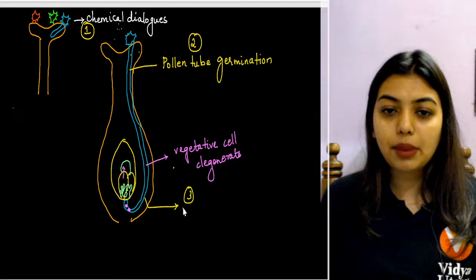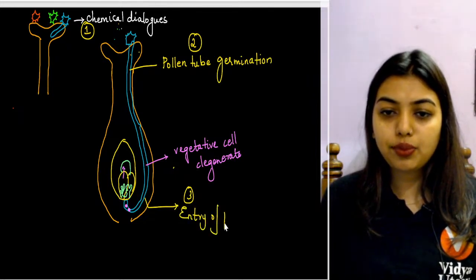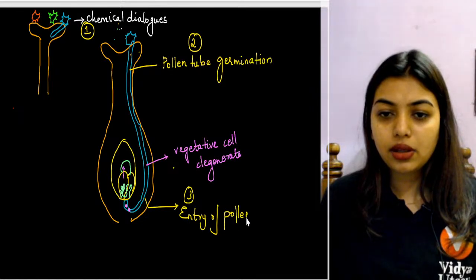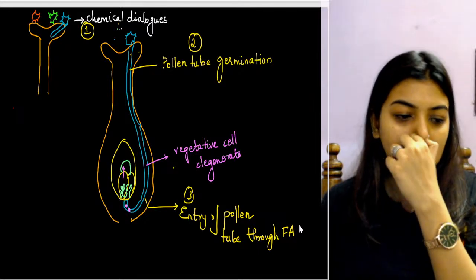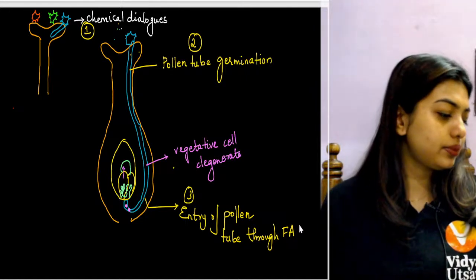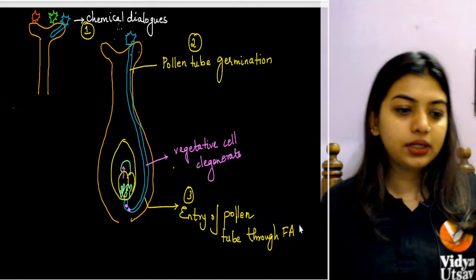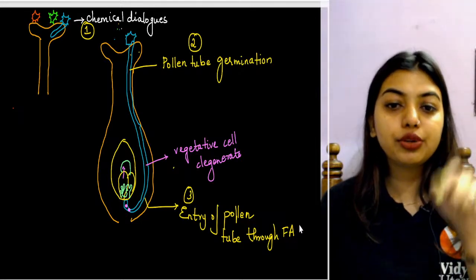So here what is going to happen? It will be the entry of the pollen tube through the filiform apparatus. Clear or not, all of you? Yes, through the filiform apparatus. Now they are going to enter the synergids.